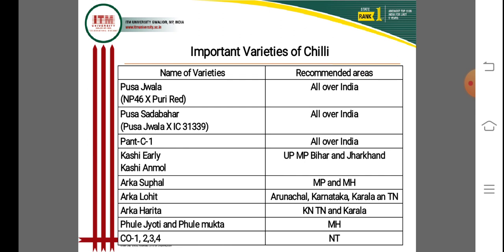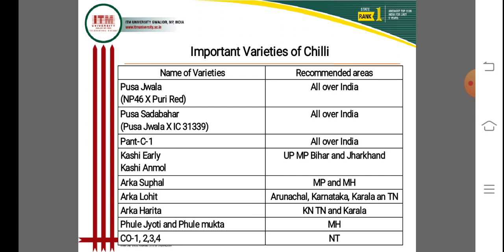Kashi Early and Kashi Anmol varieties are recommended as suitable for UP, Madhya Pradesh, Bihar and Jharkhand. Arka Suphal is for MP and Maharashtra, and Arka Lohit is for Arunachal Pradesh, Karnataka, Kerala and Tamil Nadu.